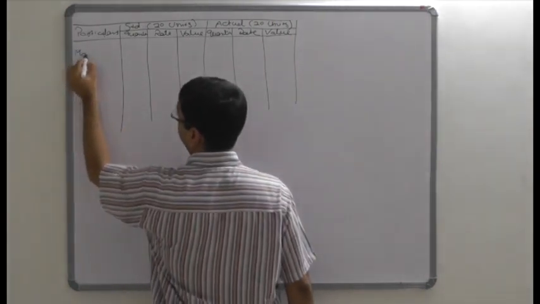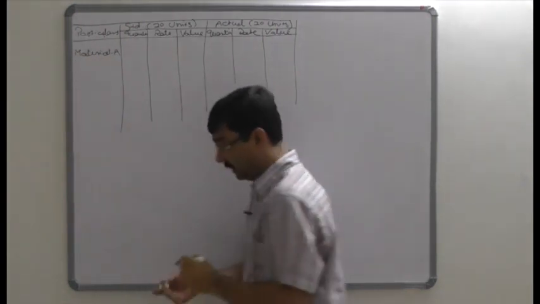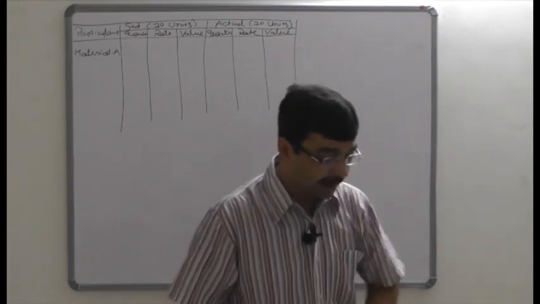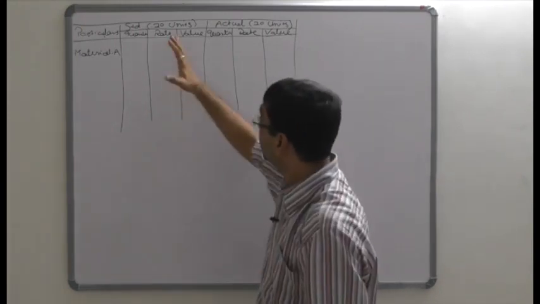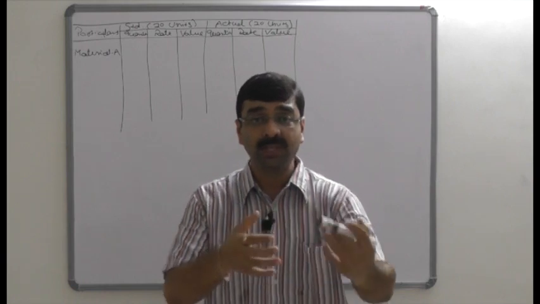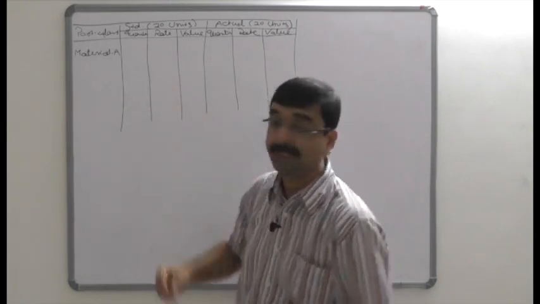So material A, this is your first concern. Now see the question. In case of standard information, first we will derive all the standard informations, and we change the standard information. Instead of the 1 unit, we will convert into 10 units.